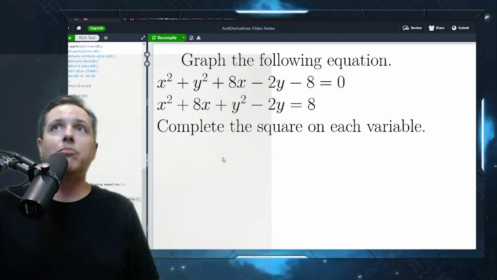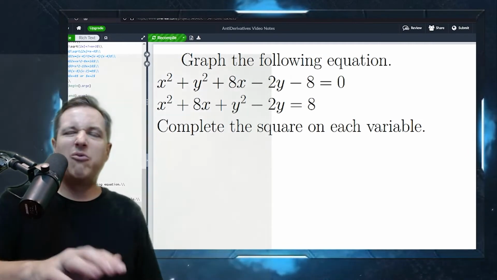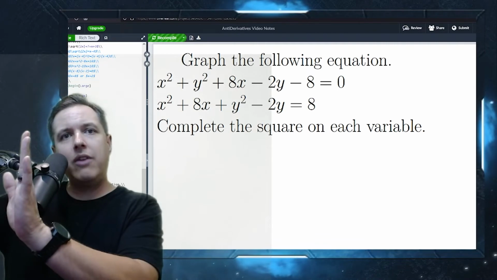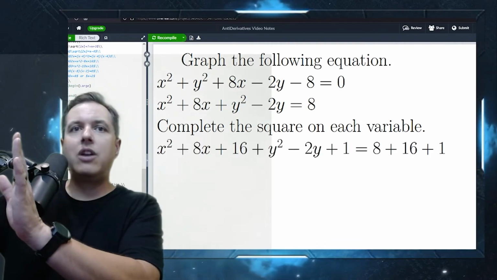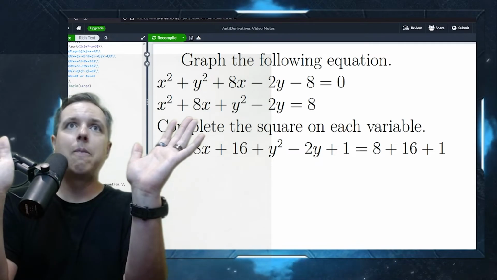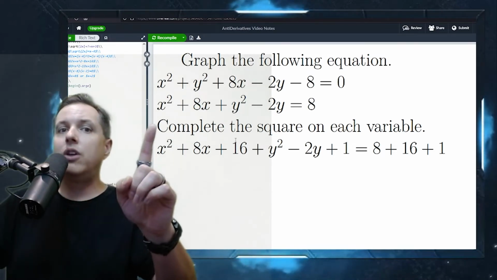Okay, so here we go. Complete the square on each variable. So how do we do that? Remember about completing the square? So just ignore your y variables for a minute. Just pretend like they're not there. Okay, just focus on the x's. So I've got x squared plus 8x. See how I just brought these two terms down? You go, wait, where'd that 16 come from? Just hold on one minute.